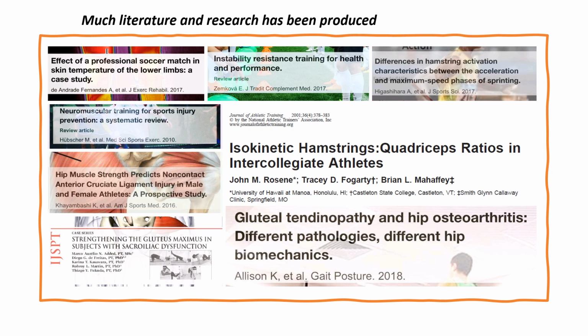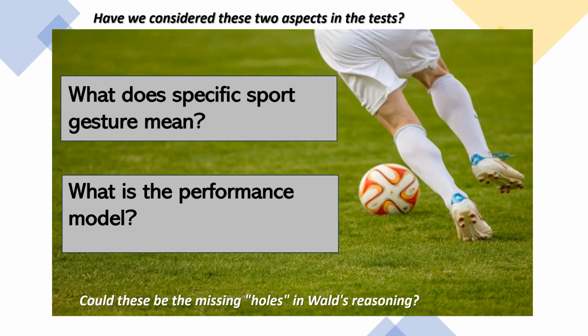So there are the articles, and these articles increase our knowledge in order to find solutions. But what solutions are normally used? In finding solutions, we take into consideration two important aspects. I identified these two as very crucial aspects. For instance, what does the specific sport gesture mean? What does it mean for us to follow the specific sport gesture in our tests? We consider this in our tests.